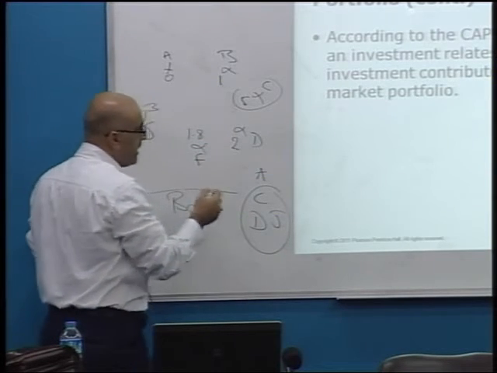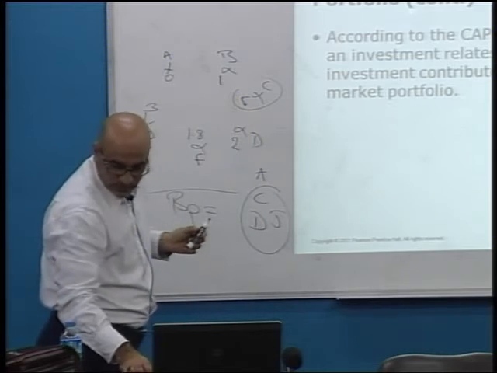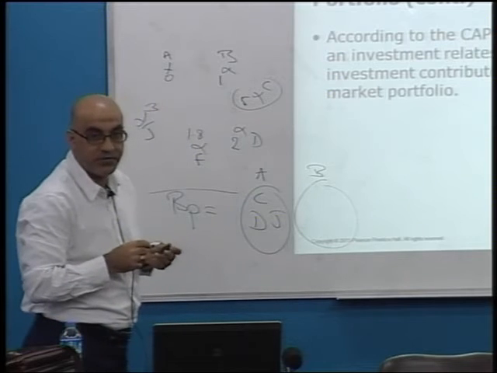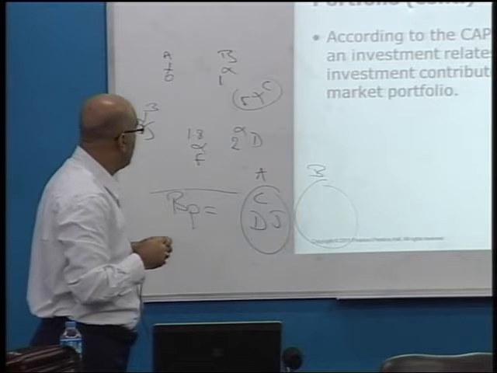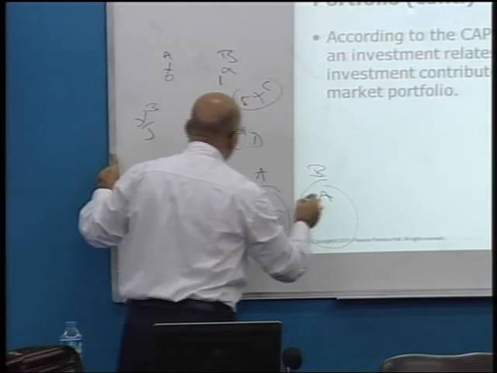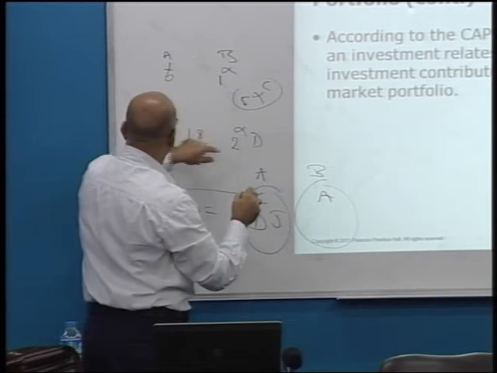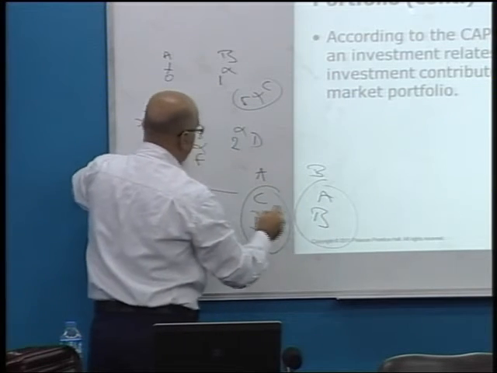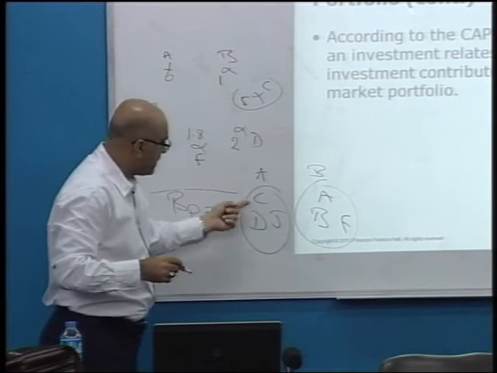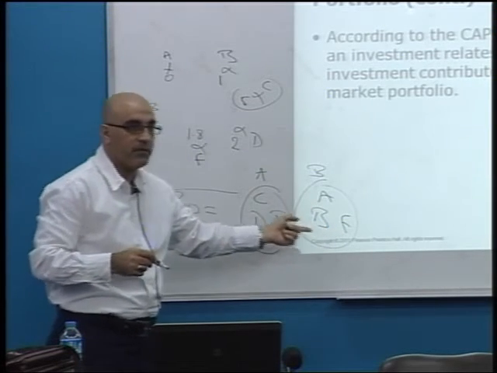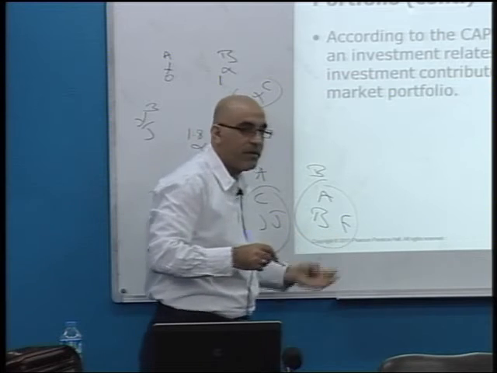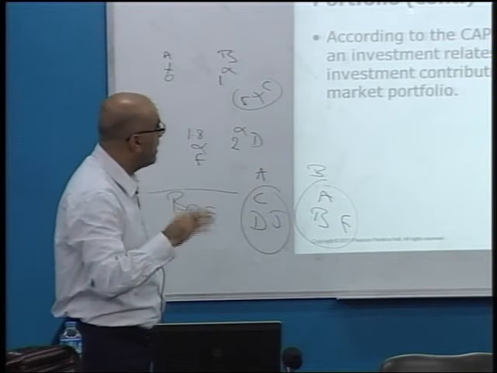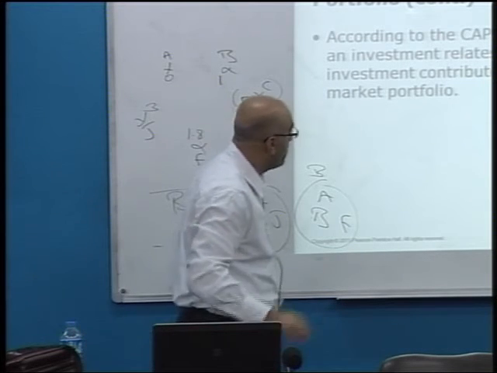Now for B, with the lower risk, so A, B, F. So we have C, D, J, and we have A, B, F. So this is with lower risk, because the contribution of beta will be lower. The beta is low.